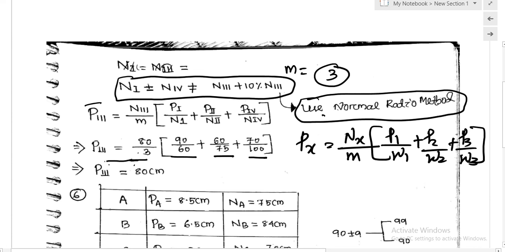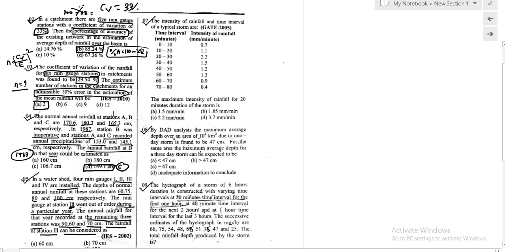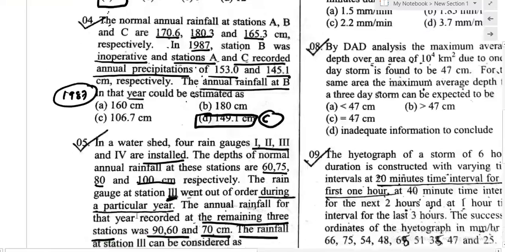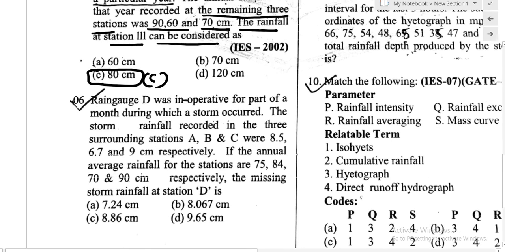So the missing rainfall data at station number 3 in that particular year, how much? 80 centimeter. Okay, so the correct answer for this question will be 80 centimeter. Now you solve question number 6.